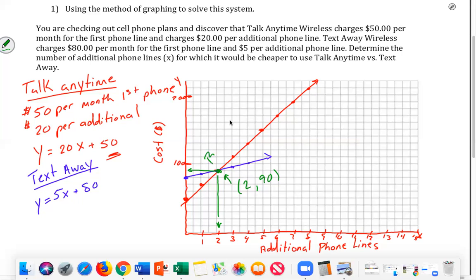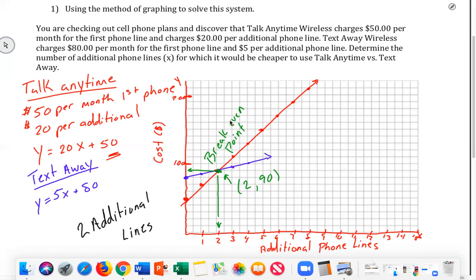Now this is called the break-even point. This is the point where my two graphs cross, they intersect, they break even. All right, Talk Anytime is equal to my Text Away. And that means that now I can determine that the number of additional phone lines would have been 2 additional lines. Okay? 2 additional lines is all it would take for them to be equal.